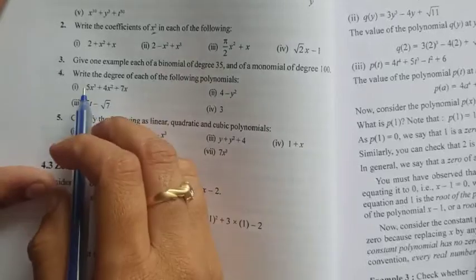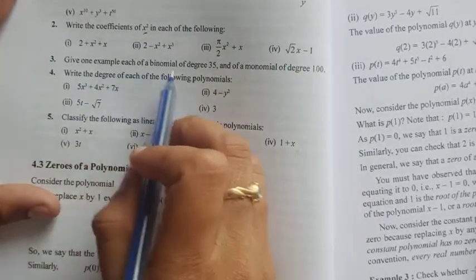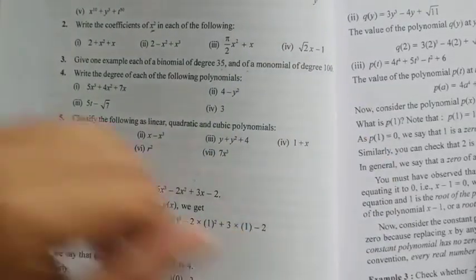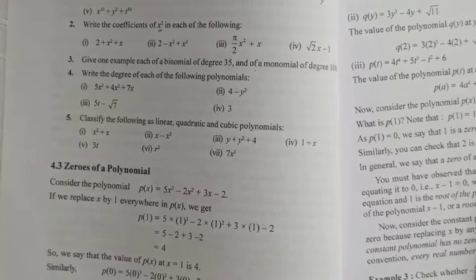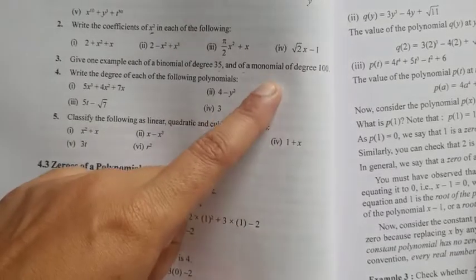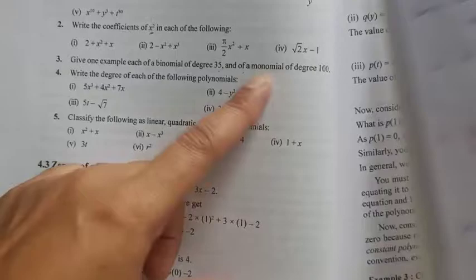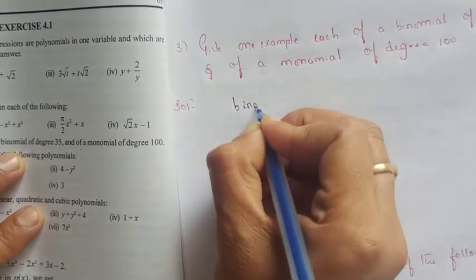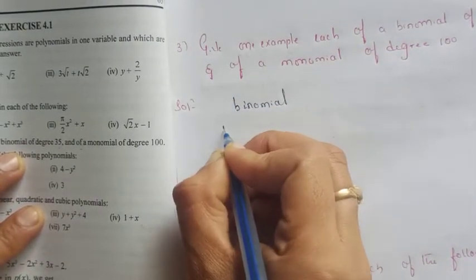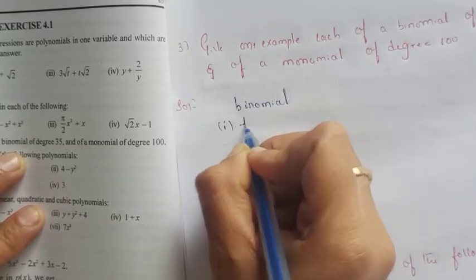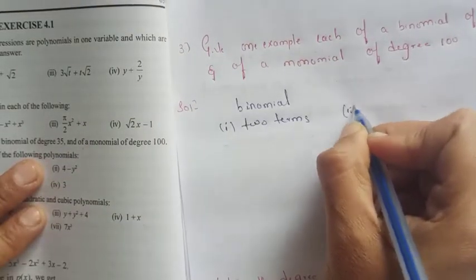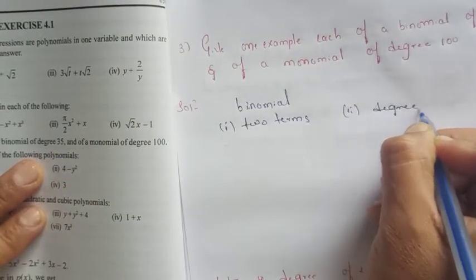Next, third question: give one example each of a binomial of degree 35 and a monomial of degree 100. A binomial should contain two terms, and a monomial should contain one term. First it should have two terms, and the next condition is that the degree should be 35.